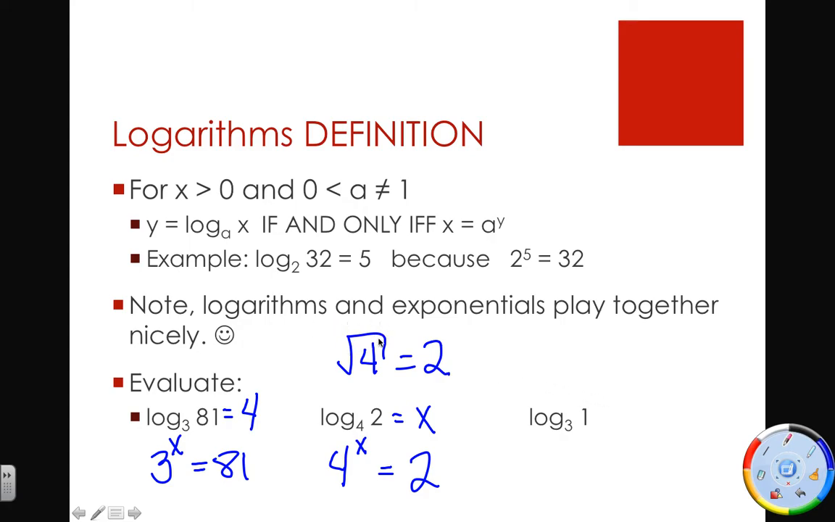And we know that the square root can be written as an exponent of 1/2, because this right here is saying 4 to the 1/2 power equals 2. Okay, what about log base 3 of 1? I don't know what this is equal to. So I say, okay, 3 to what power equals 1? And I hope you know any number to the same exponent is always 1, and that same exponent is always 0. 3 to the 0 power is 1.